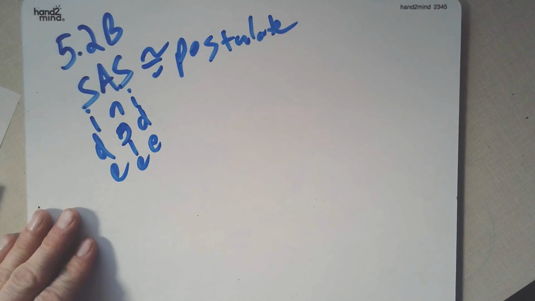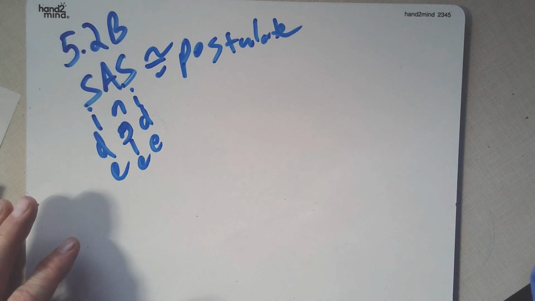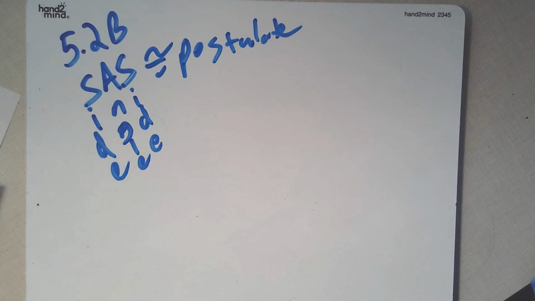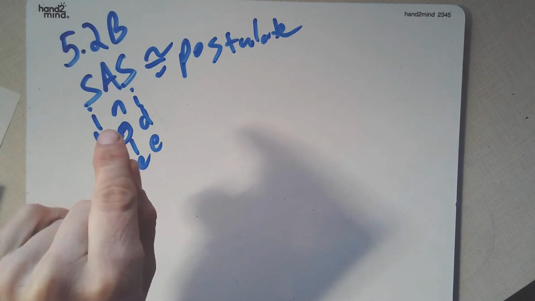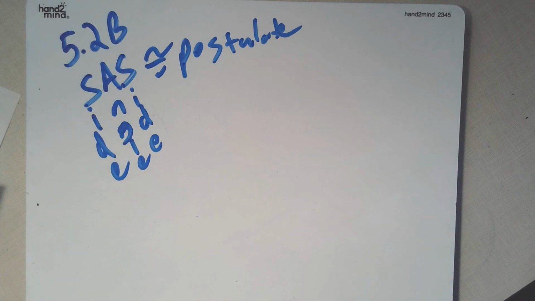At the end of this lesson, it is my goal that you understand how to use the side angle side postulate to identify when two triangles are congruent, and to duplicate a triangle when you know the two sides and the angle in between those two sides.